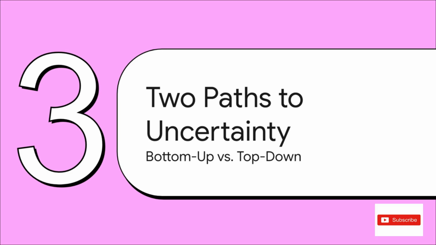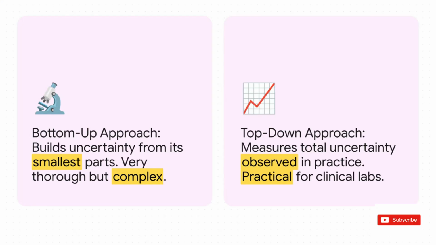All right, so we know the lingo, but how do labs actually crunch the numbers and get that final value? Well, there are two main strategies they can use. Think of them as two different detective paths to get to the same answer. The bottom-up approach is like the Sherlock Holmes of uncertainty. It painstakingly identifies every single possible source of error, the pipette, the room temperature, the calibrator, you name it, and adds them all up. On the other hand, the top-down approach is more like a seasoned street detective. It looks at the lab's real-world data, mostly from quality control, to see what the total combined uncertainty looks like in practice.